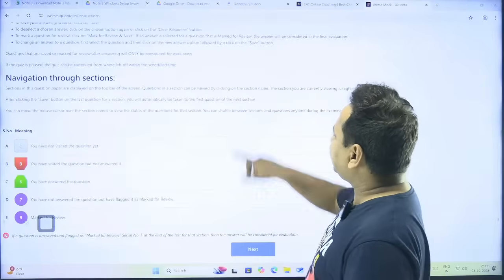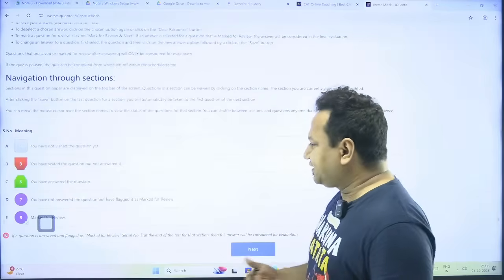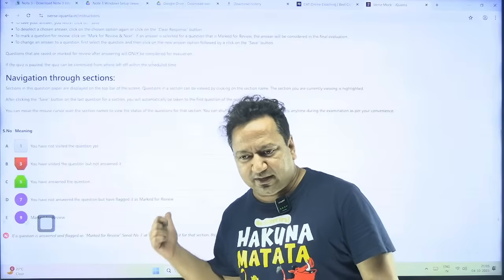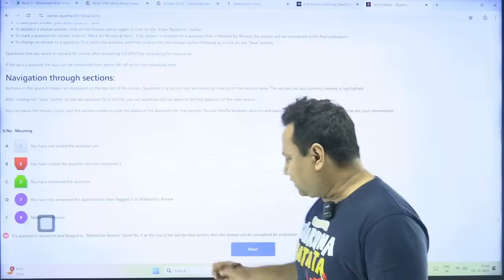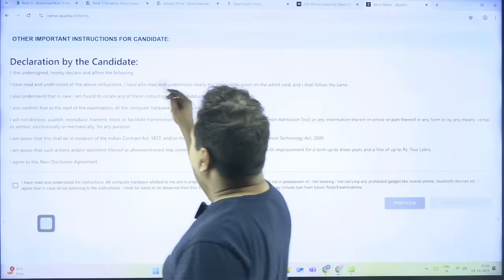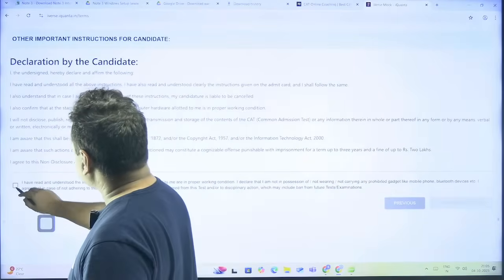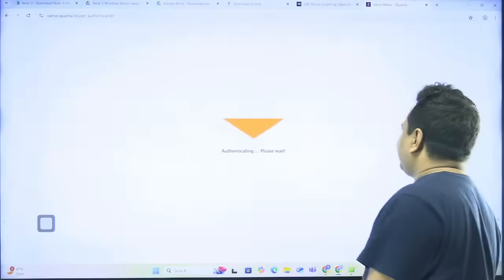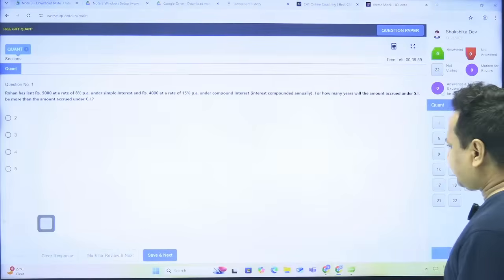So this is how it looks. I hope all of you know the instructions and all the things. In the real CAT, it is a simulation of the real CAT. Not clear, I am visible but the screen is not clear. Visible too? Okay, so I'll just go to next. I have understood all these things. I'm ready to begin. So, oh, the questions are here.